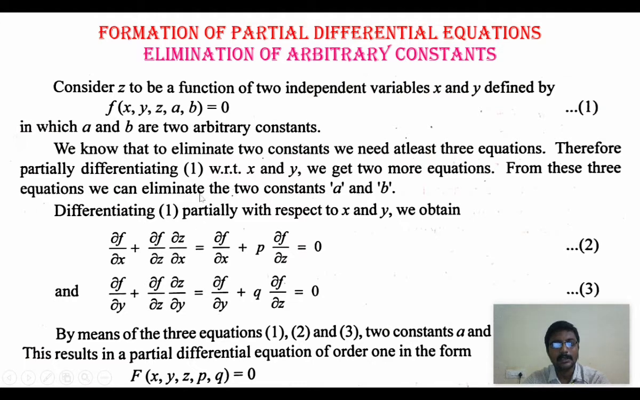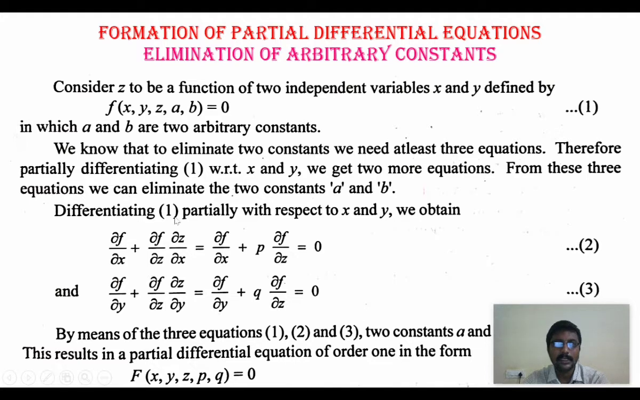So differentiating equation 1 partially with respect to x and y, we will obtain these two equations. Here the derivative is obtained by using the chain rule, that is, f is differentiated with respect to x. Here we have to give preference to z because z is a dependent variable. So we differentiate z with respect to x, whose derivative is given by dou z by dou x. With notation, p is dou z by dou x.